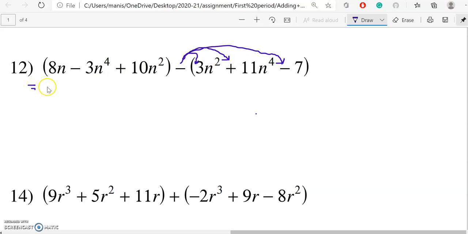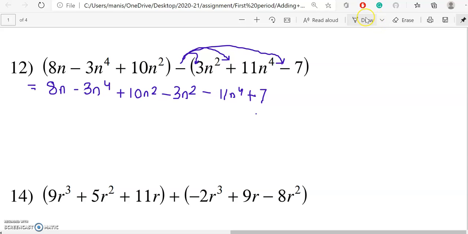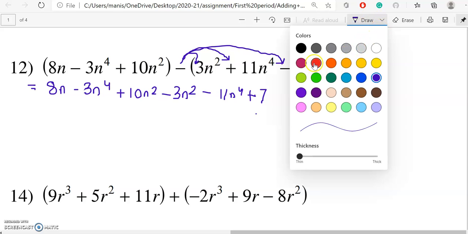So when I open the parentheses, it will look like this to you: 8n minus 3n to the power 4 plus 10n square minus, okay, this is a positive 3, so it changes to negative 3, minus 3n square. Now what is this sign? Plus sign. So negative times the positive is what? It's a minus sign. Negative times negative is what? Positive. So positive 7. Okay. So now what we are doing is we are combining like terms over here. So let me change the color of my pen over here.